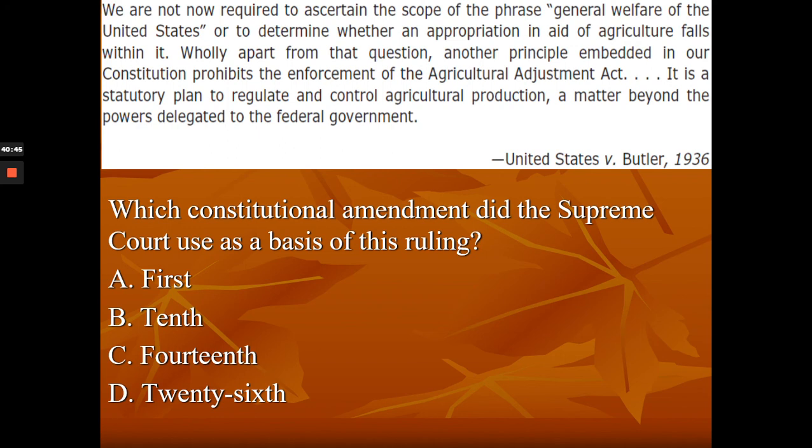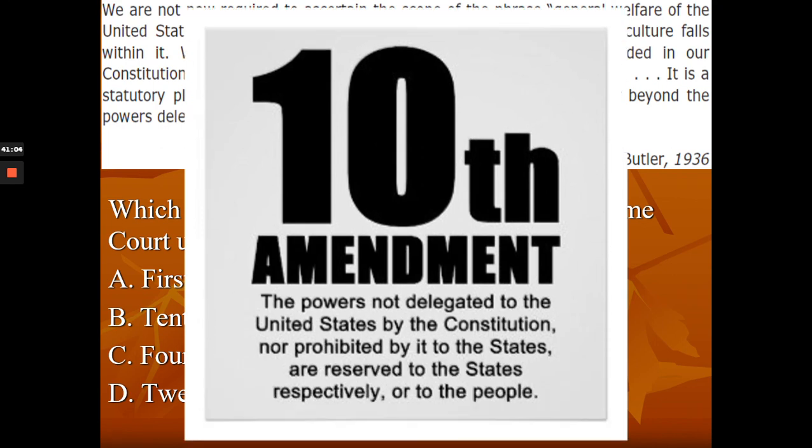Which constitutional amendment did the Supreme Court use as a basis of this ruling? Well, I didn't teach you this, but rule out the First Amendment. By the end of this course, you should know the 14th and the 26th Amendment. So by process of elimination, hopefully, one day you would answer the 10th Amendment. The 10th Amendment says that the federal government just can't tell people what to do unless the law is specifically there. So think of it as states' rights. Okay, 10th Amendment, states' rights. And this is going to be brought up with marijuana pretty soon, you might find. Okay, all right, thanks, guys.